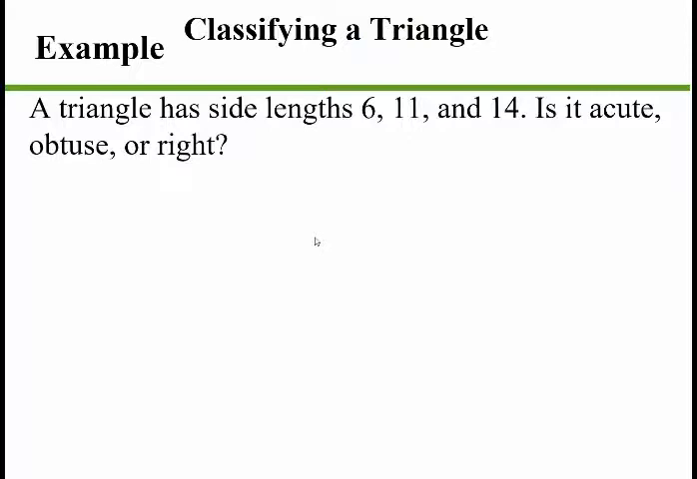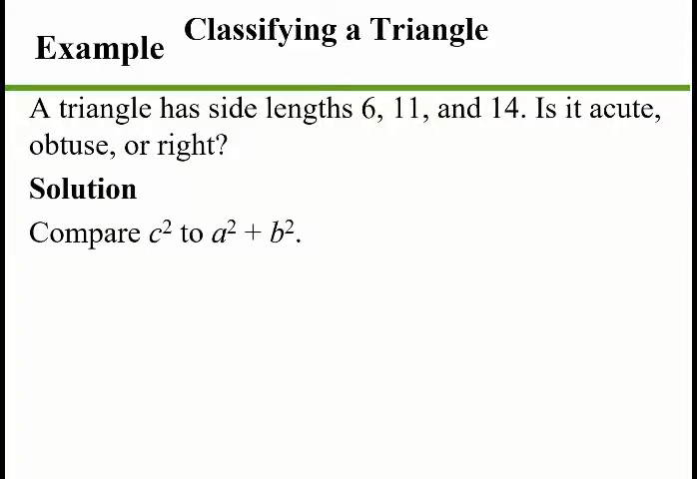All right, let's do one example. Let's classify a triangle. A triangle has side lengths 6, 11, and 14. Is it acute, obtuse, or right? What you have to do is compare c squared to a squared plus b squared. I'm going to leave this part blank because I don't know if it's going to be greater than, less than, or equal. So c squared, unknown, compared to a squared plus b squared. The 14 will go here, and the 6 and the 11 will go here. So you take 14 squared, unsure, compared to 6 squared plus 11 squared.